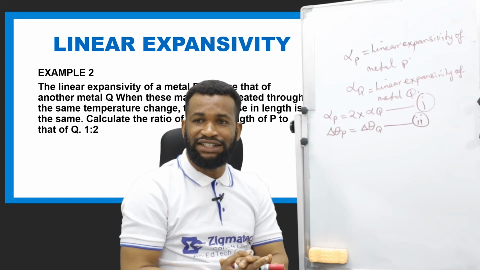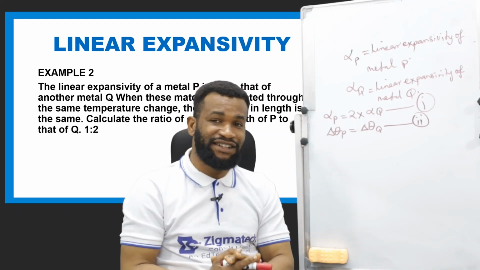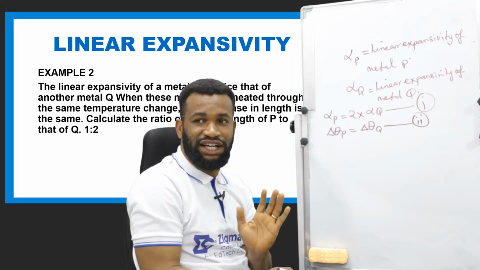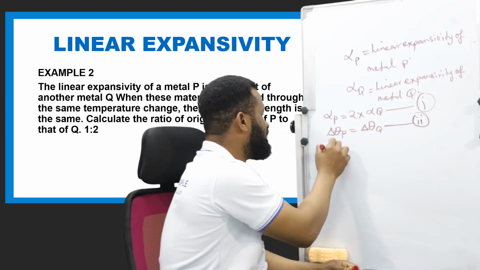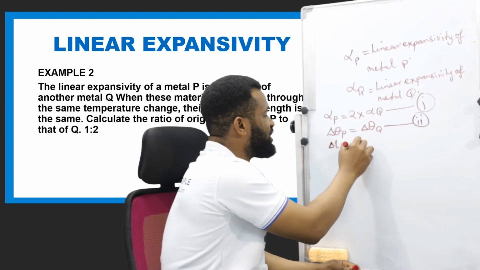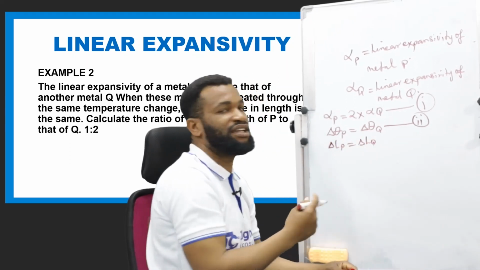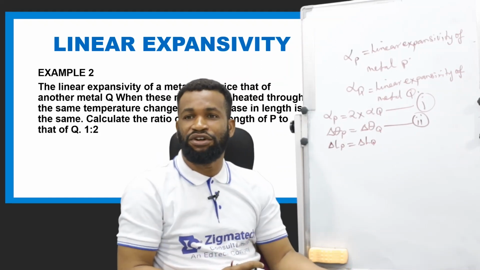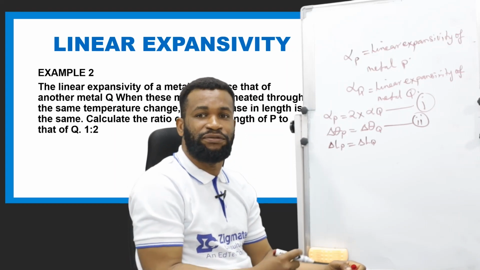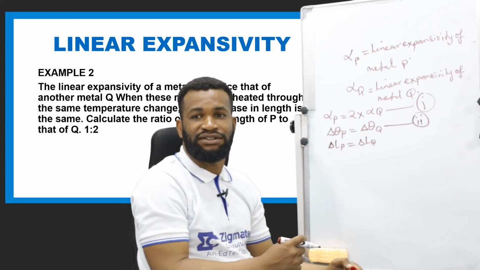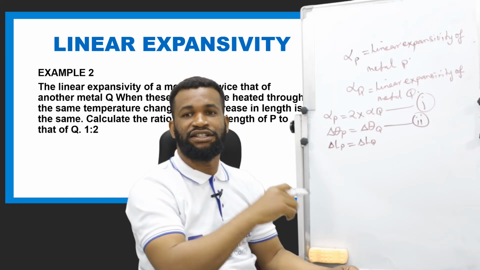Now, their increase in length is the same. That means their change in length is also going to be the same. That means change in length of P is going to be change in length of Q. This is another thing. It says calculate the ratio of original length of P to that of Q. All right. And let's see how it goes.